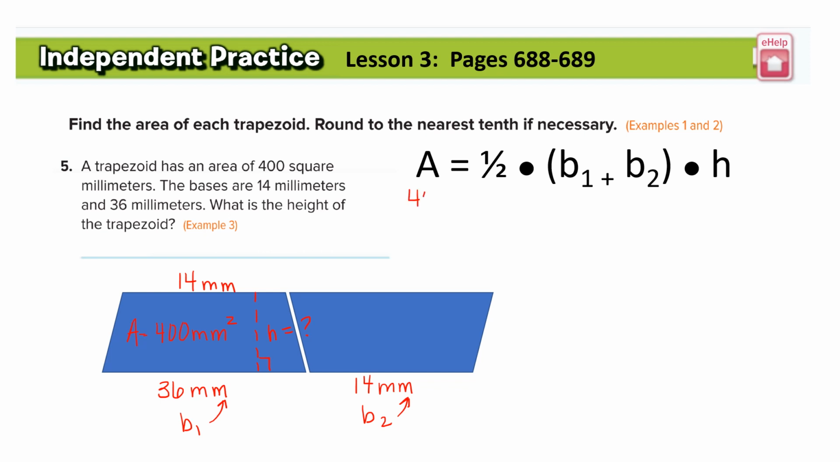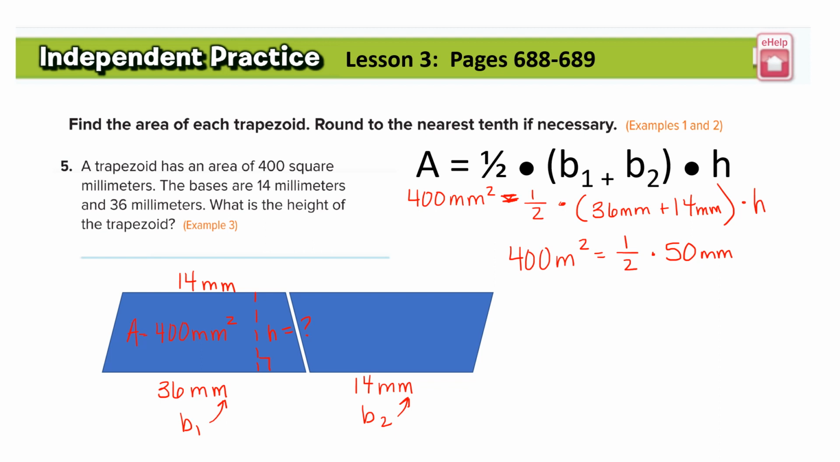Alrighty, so we have 400 millimeters squared equals 1/2 times 36 millimeters plus 14 millimeters times the height. So we have 400 millimeters squared equals 1/2 times 50 millimeters times the height. So that's 400 millimeters squared equals 1/2 of 50 is 25 millimeters times h.